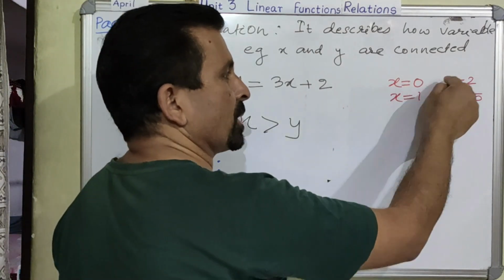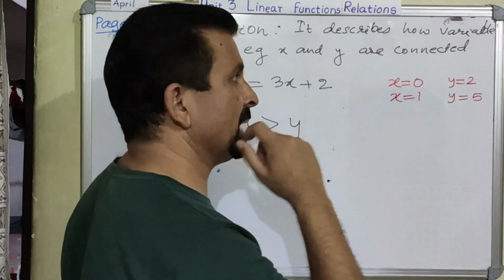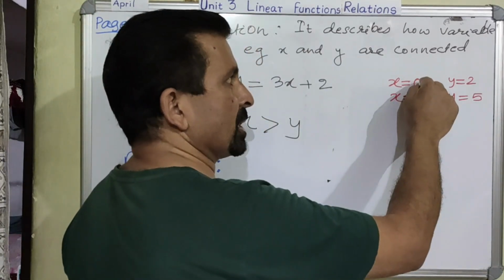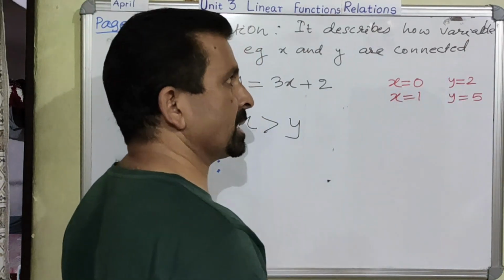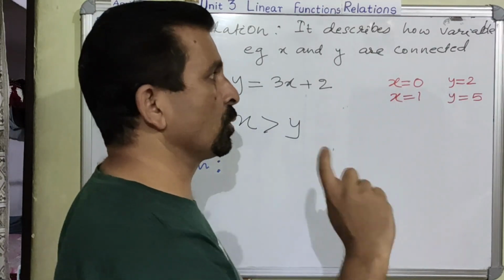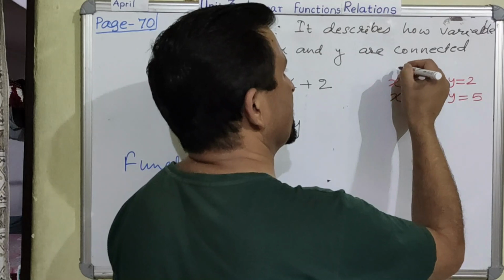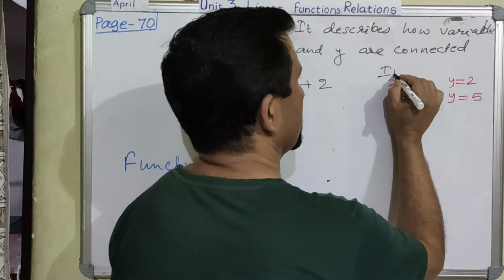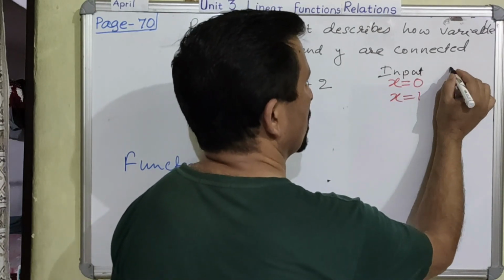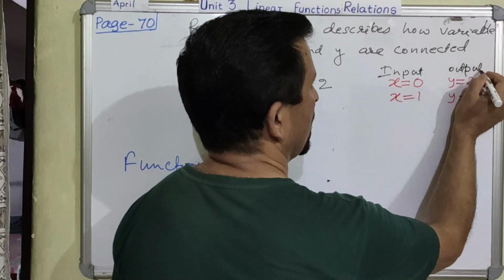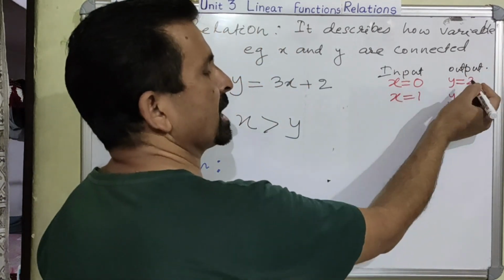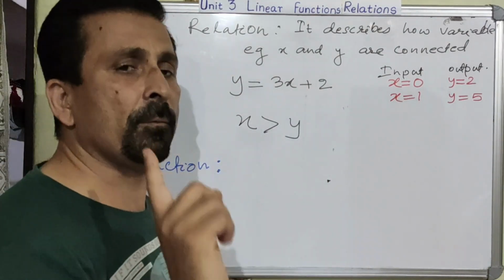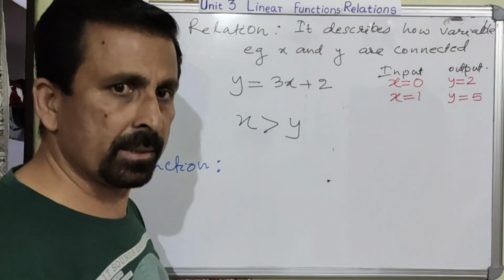For this value of x, you cannot have any other value of y. Is it okay? That means x is equal to 0 is linked with y is equal to 2. Right? So there is a one-to-one connection. If I say this as input, then this is your output. So for a particular input, there is one and only one output. If this is so, then that relation is said to be a function.